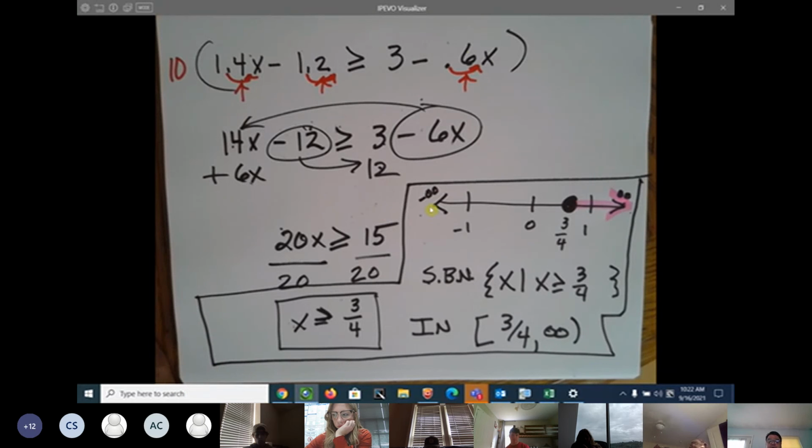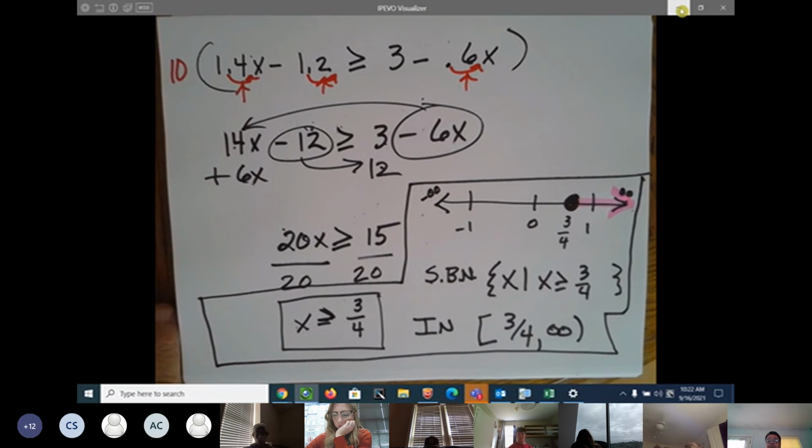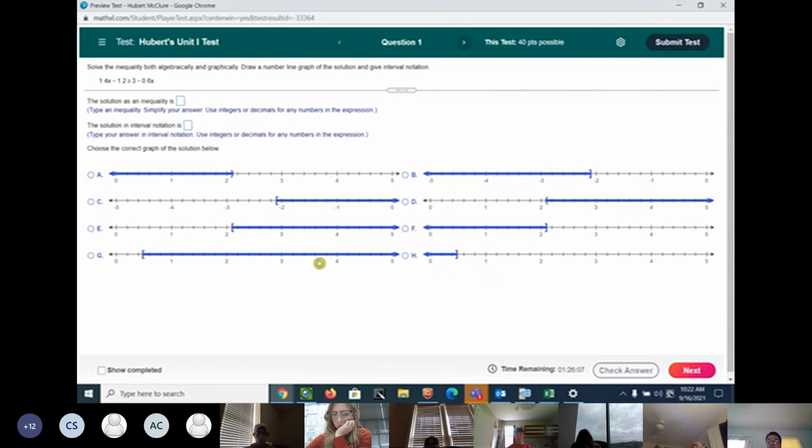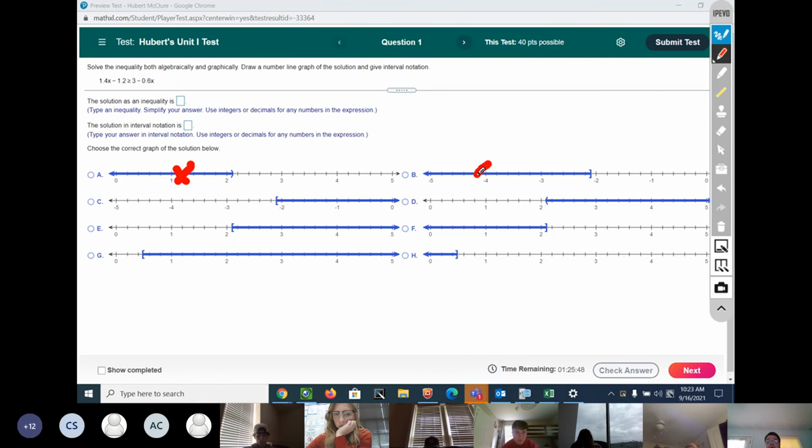So I'm going to go back to the test question. And I'm going to pull up my whiteboard because I want to make sure you understand that some of these you can mark out because they're not the answer. You can mark out this one because it's going the wrong way. You can mark out this one, it's going the wrong way. You can mark out this one, it's got a parenthesis. You can mark out this one, it's going the wrong way. This one's going the wrong way.